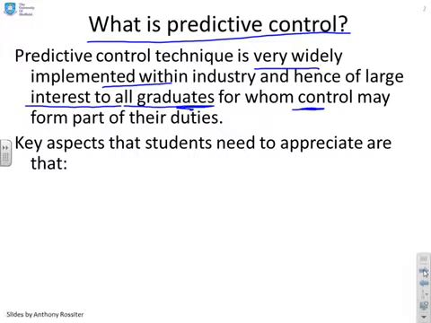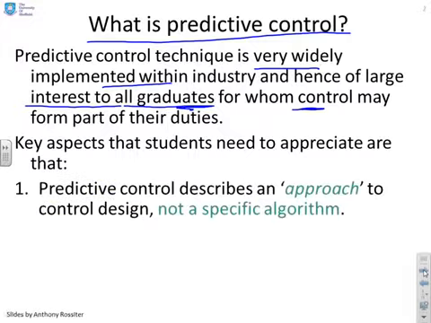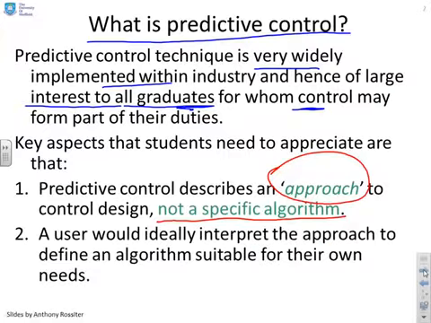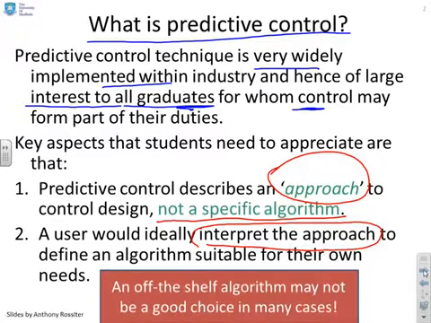Now, some of the key aspects that you need to understand or appreciate are that predictive control describes an approach. It does not describe a specific algorithm, and that's a common misunderstanding among students. It's a way of thinking, a way of approaching problems. Now, what a user should do is interpret the approach for their own specific needs, and what that means is the actual algorithm you use may vary depending upon the context. So an off-the-shelf algorithm may not be a good choice in many cases.